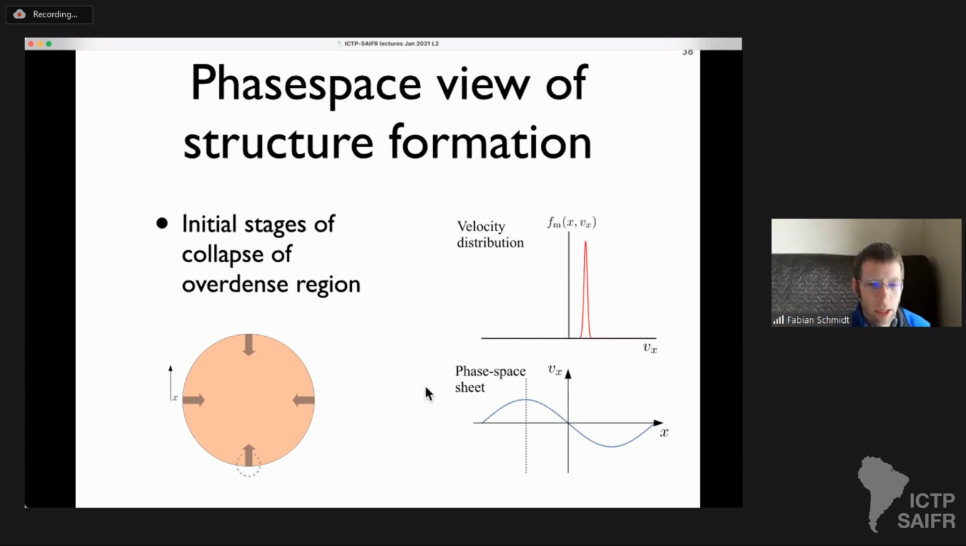Good. So let's continue this phase space view a little more, right? I argued that initially dark matter lives on a thin sheet, and that sheet remains a thin sheet.